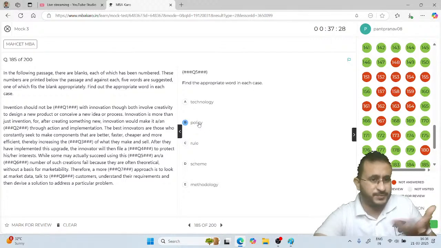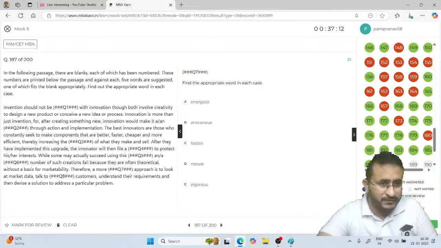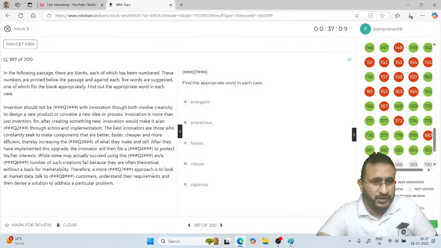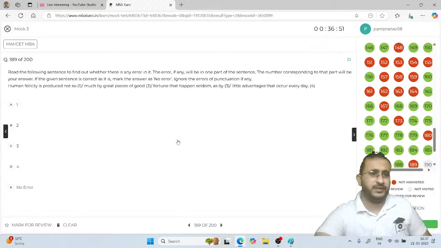Technology policy makes sense because they are talking about patents here. While this dash a dash number of such creations fail, massive number of such creations fail because they are often theoretical without a basis of marketability, therefore a more energetic, precarious, feeble, robust approach looks say market data, talk to dash customers, understand the requirement, potential customers, that will.